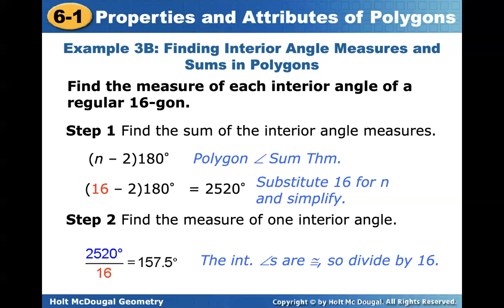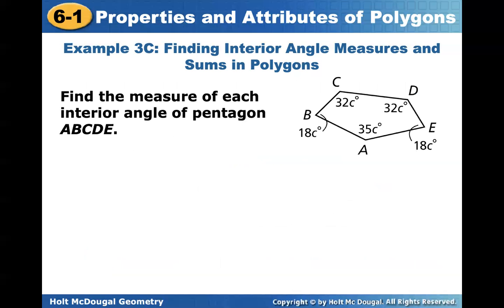Does that make sense? How to find the measure of a regular polygon, whatever it might be. In this case, a regular 16-gon. Find how many degrees are inside it, and then divide it by how many sides it has, or how many vertices it has, and that'll give you the angle measure.